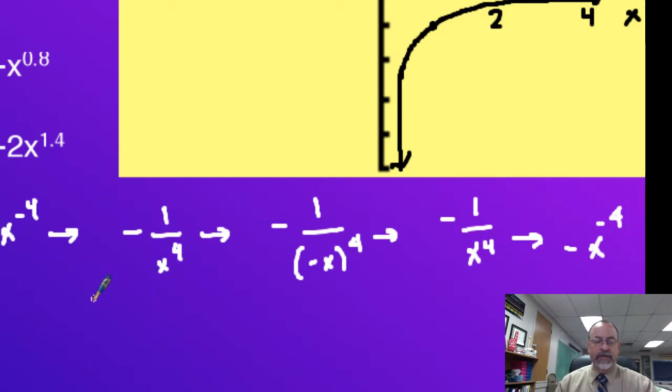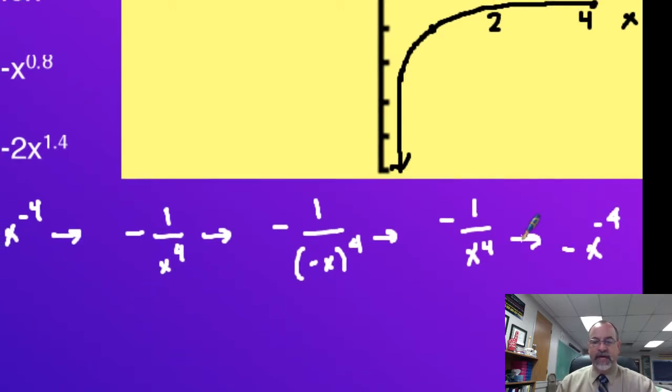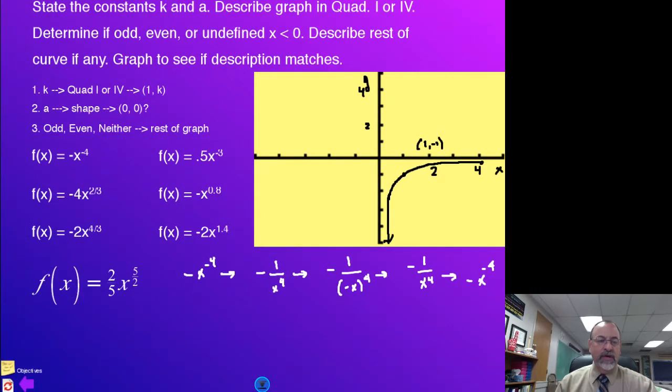So when I substitute in negative x, I end up with the exact same function that I began with, meaning this function is even, which means the graph is going to be reflected over the y-axis. So this point here, 1, -1, is going to be reflected over, so I'm going to have this point here as well. And this whole graph is just going to be folded over.